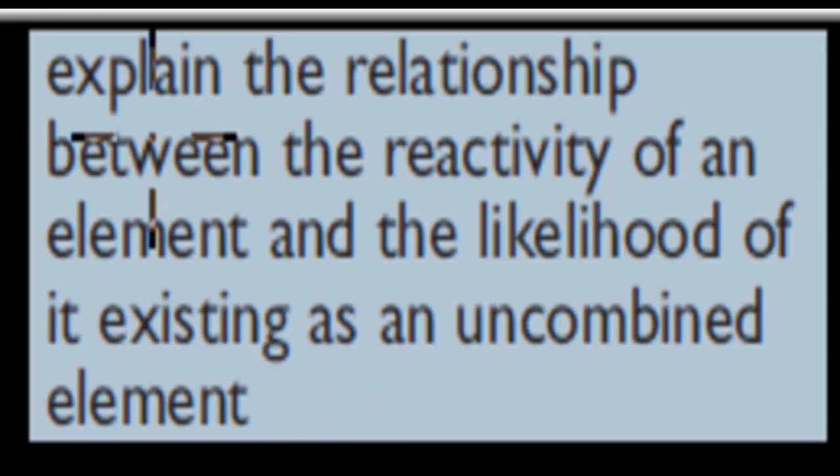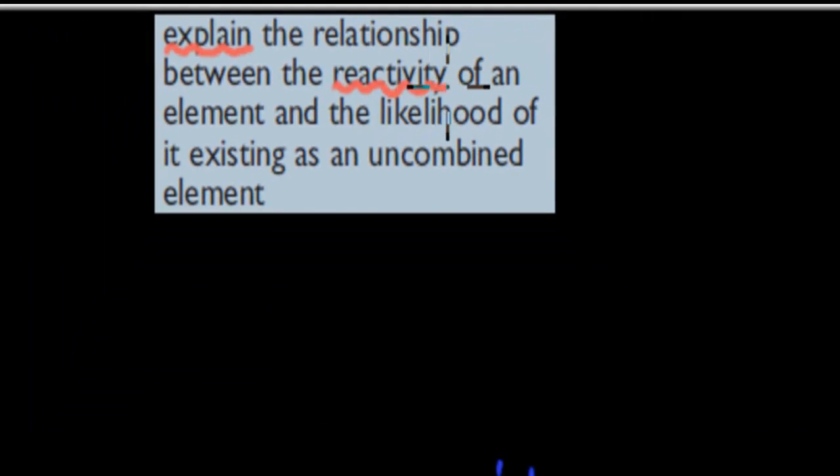I'll read the actual dot point. It says explain the relationship between reactivity of a metal and the likelihood of it existing as an uncombined element. So this dot point says reactivity, and reactivity refers to a chemical property. So I'll write the words chemical property.